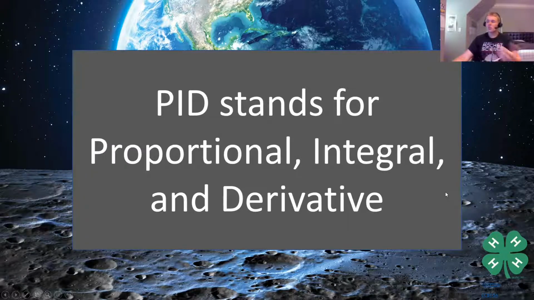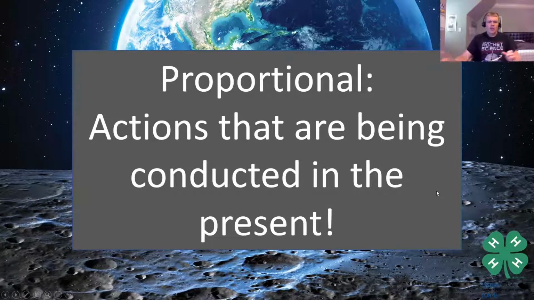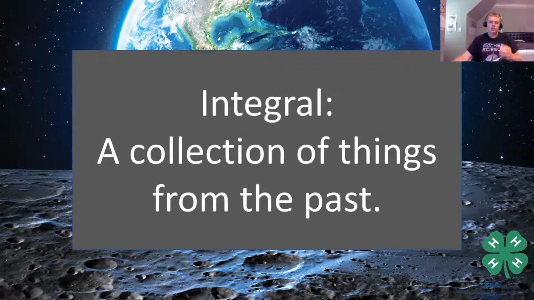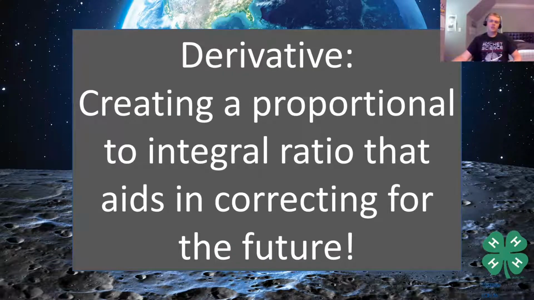P stands for proportional, I stands for integral, and D for derivative. Proportional are actions that are being conducted in the instantaneous moment, in the present. Integral is a collection of those instantaneous moments and is in the past. The derivative is a proportional to integral ratio that aids in correcting for the future.